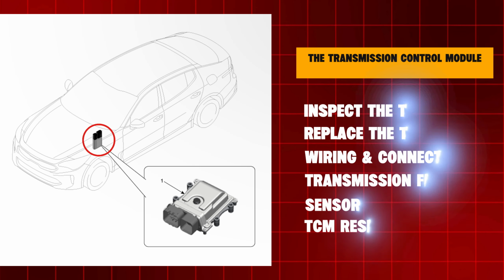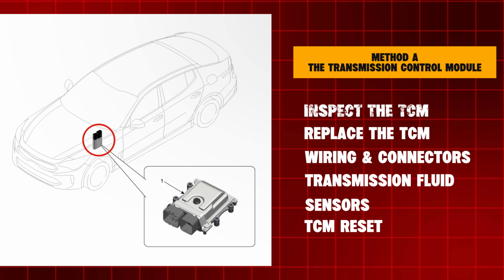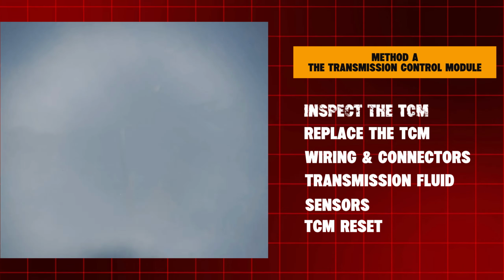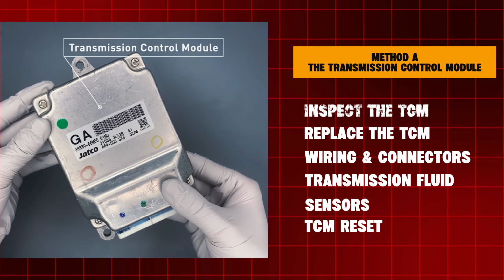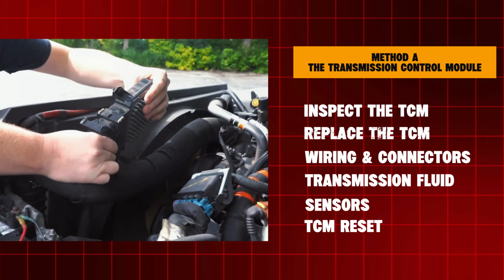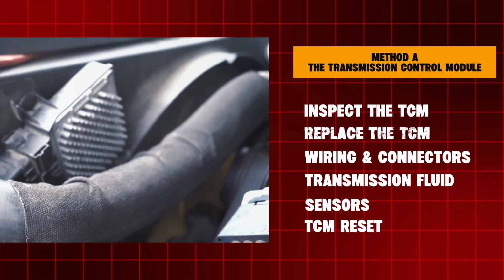Methods to fix P0702 code. Method A. The transmission control module. Inspect the TCM. The TCM is typically located either directly on the transmission or very close to it. Visually examine the TCM for any signs of damage, such as burnt components or loose connections. Replace the TCM. If damage is found, the TCM should be replaced with a new one.